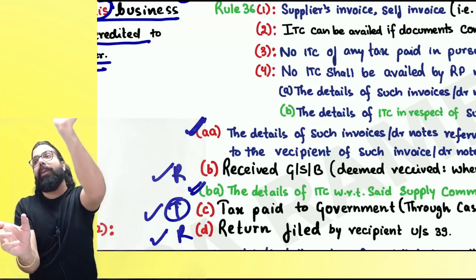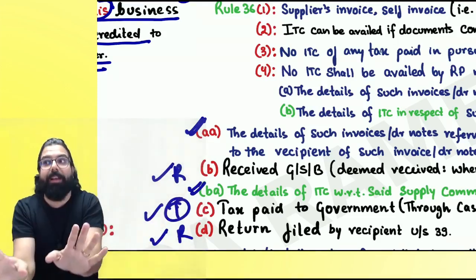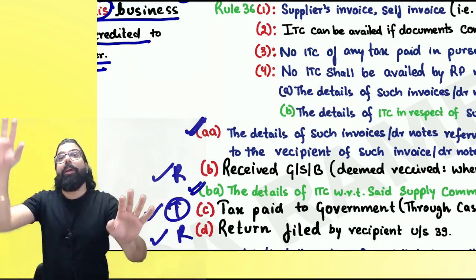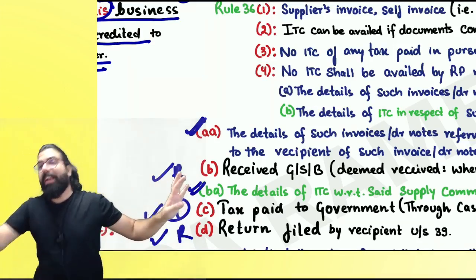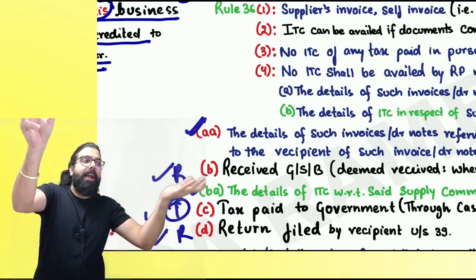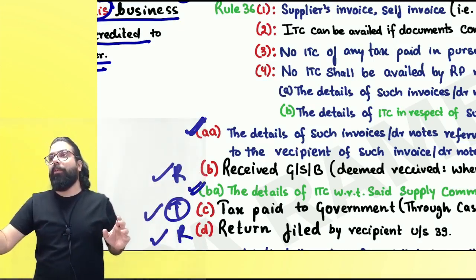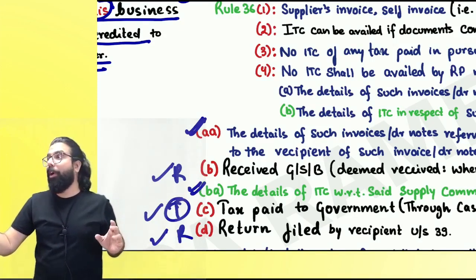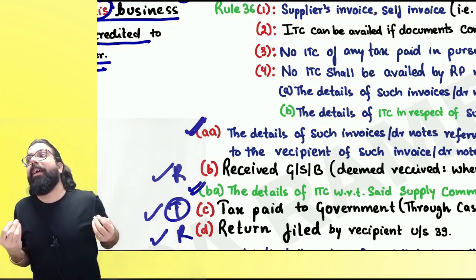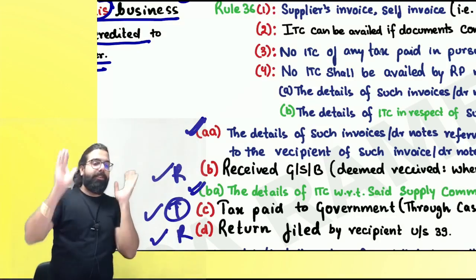Now, whatever credit comes in your e-credit ledger, if you use it to pay your output tax liability, that is ITC utilized. Sorry, utilized. You got my feelings, no? But one is availed. Avail means filing of return and making the ITC reach your e-credit ledger. When you use the ITC of the e-credit ledger, that is ITC utilized. You understood availed and utilized, everyone? Very important. So when you file your GSTR 3B and you claim the credit, that is known as ITC availed. When you use it to pay your output tax liability, that is ITC utilized.